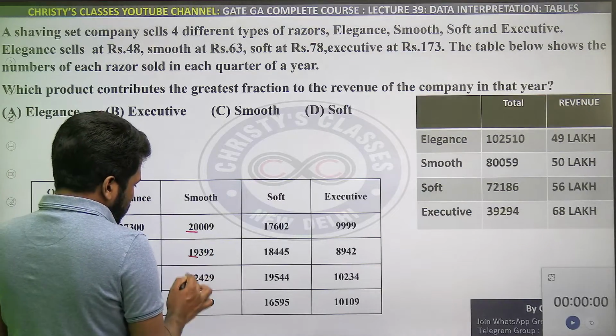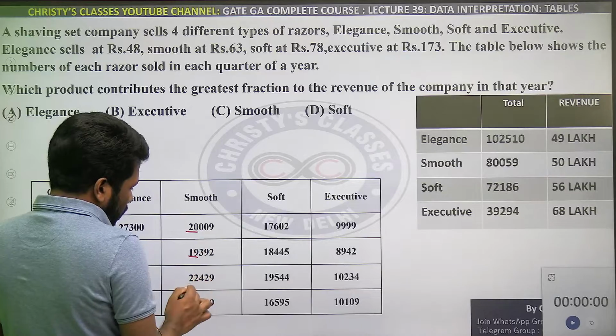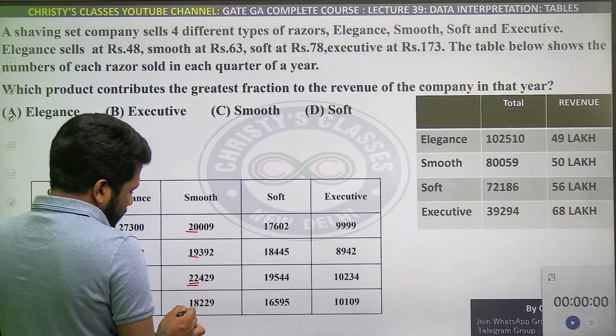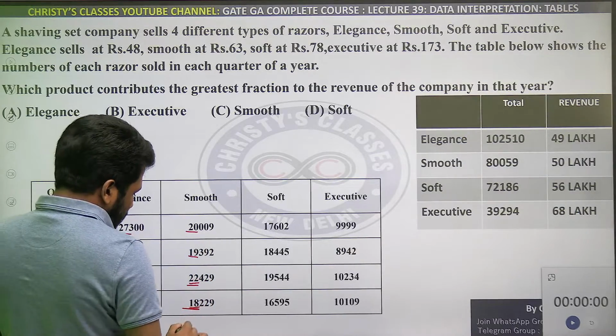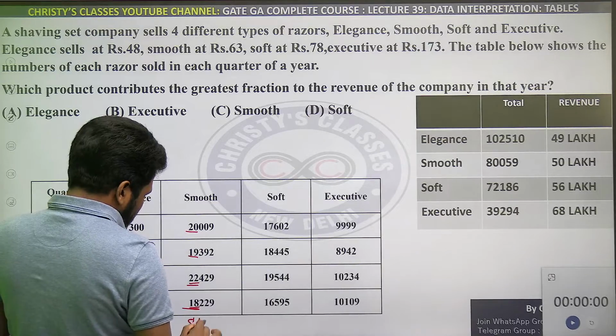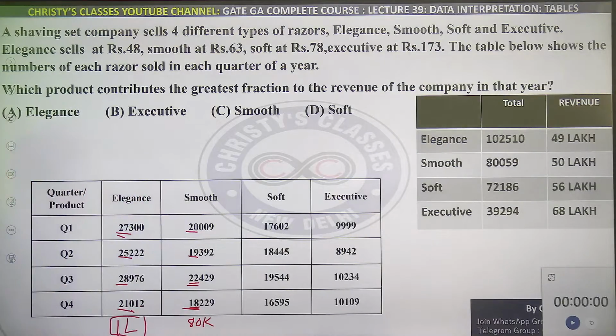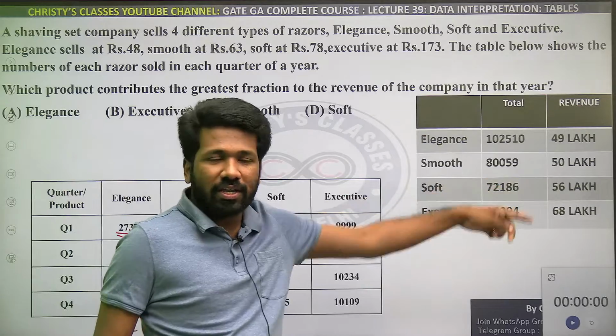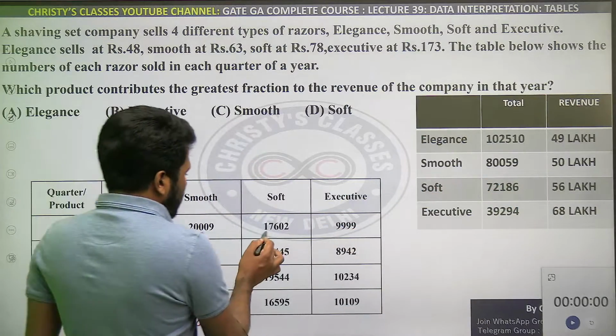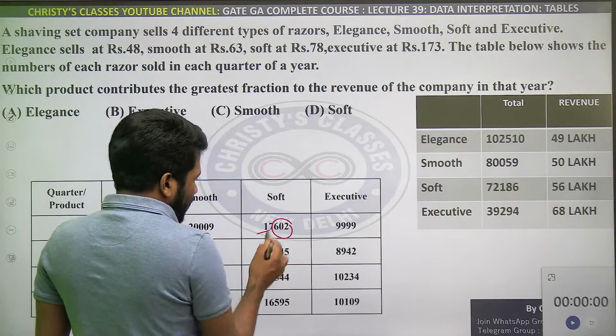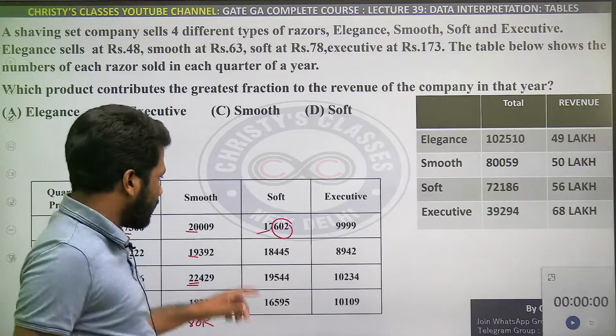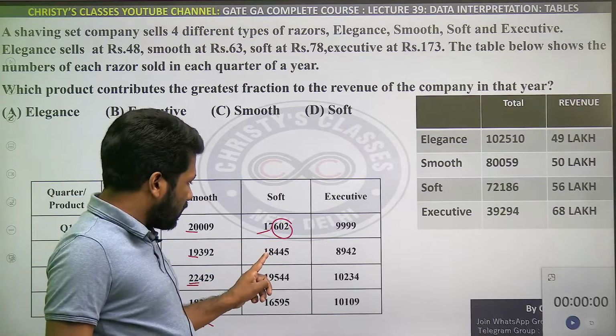20,000, 19,000. So keep it like 20 plus 20, 40. 40 plus 22, 62. 62 plus 18, 80,000. Is that clear? Here also we are getting 80,059. This is 17,000, 17,600. So I am approximating it as 18,000.